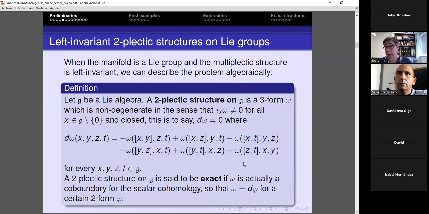Obviously, a two-plectic structure can actually be a coboundary, and in that case, in geometry, one usually says that it is exact. So we will also use that terminology. An exact two-plectic structure will be a two-plectic structure in which the form is actually the differential of another 2 form.